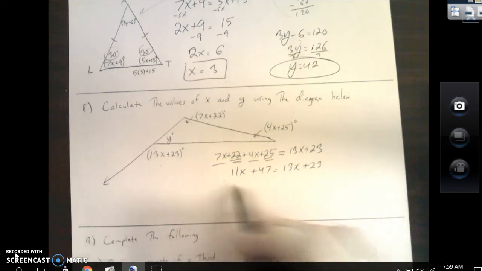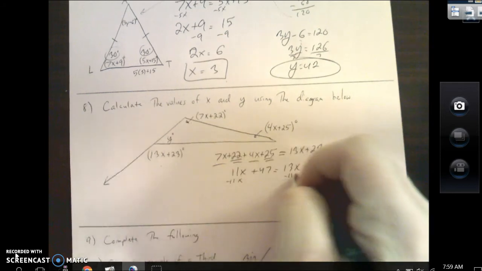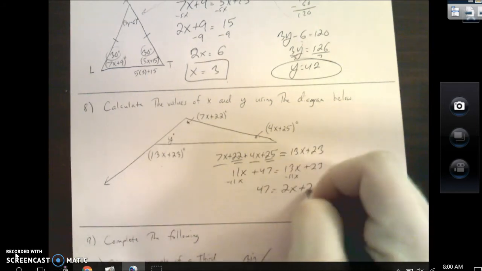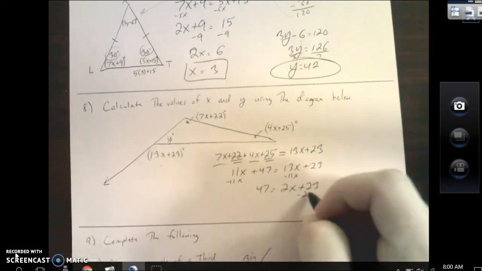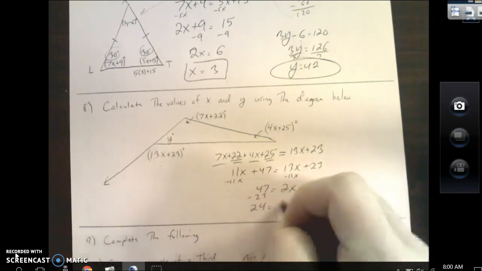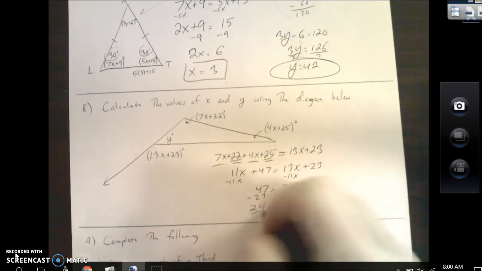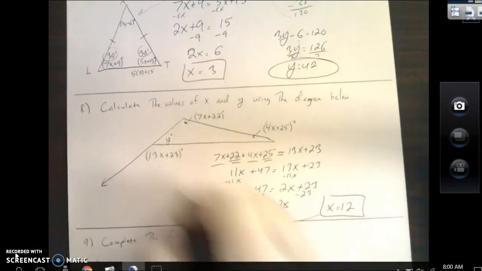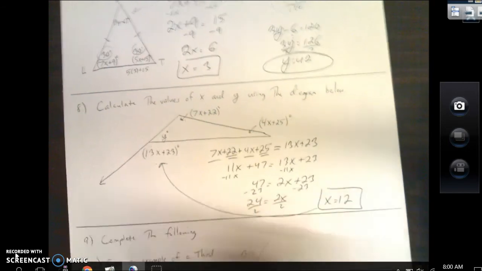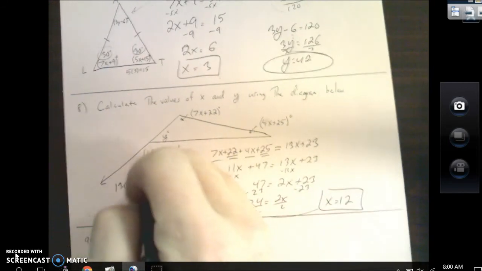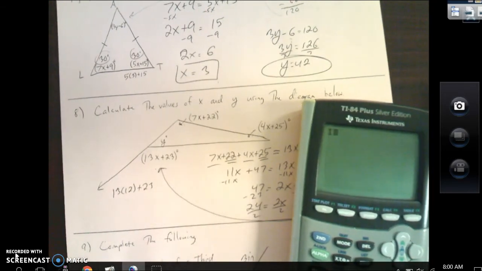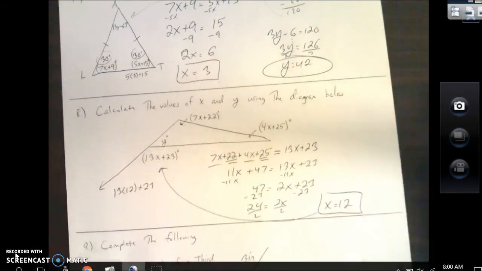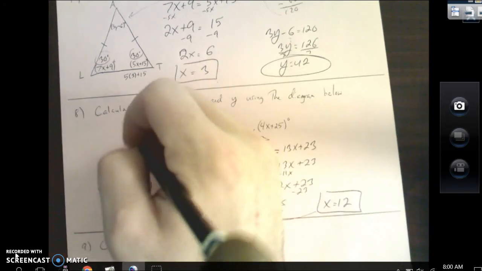Okay. I'm going to subtract 11x over. 47 equals 2x plus 23. I'm going to subtract 23 over. Divide by 2. X is 12. Cool. Well, I'm going to plug this back in. 13 times 12 plus 23. 179. So this angle right here is 179 degrees.